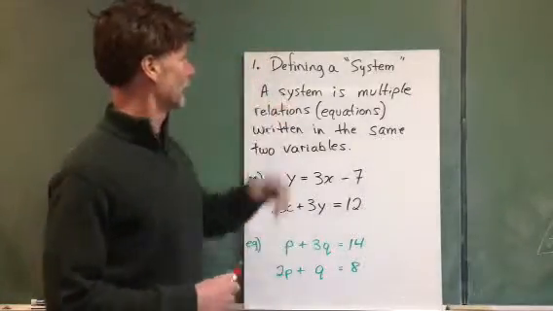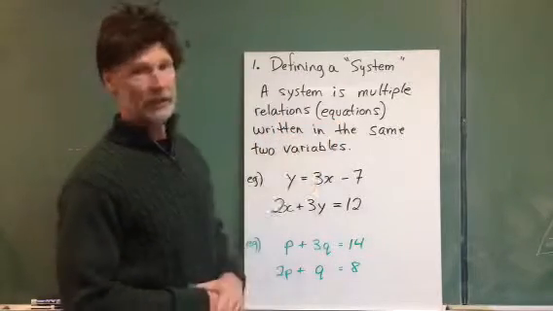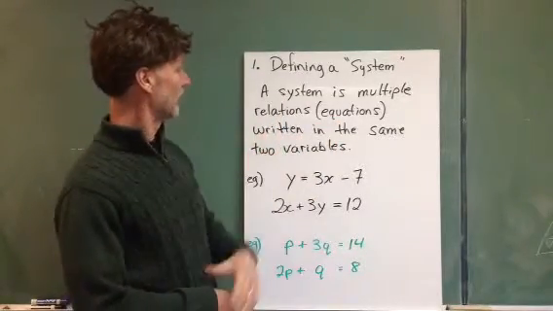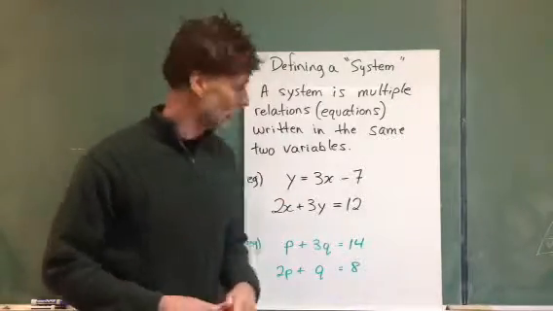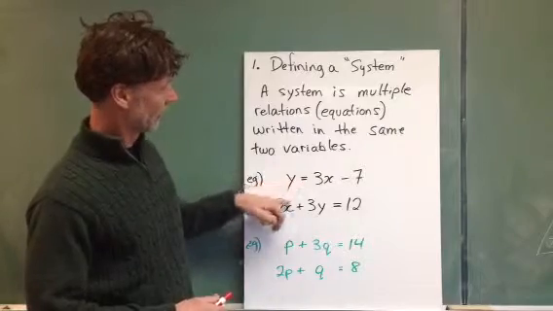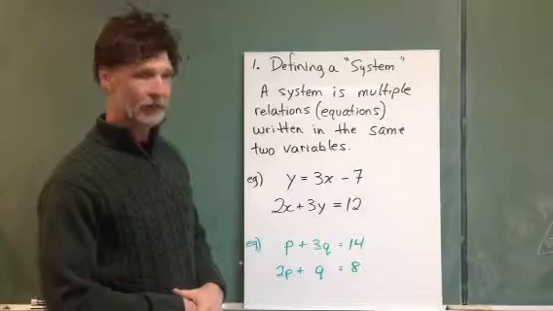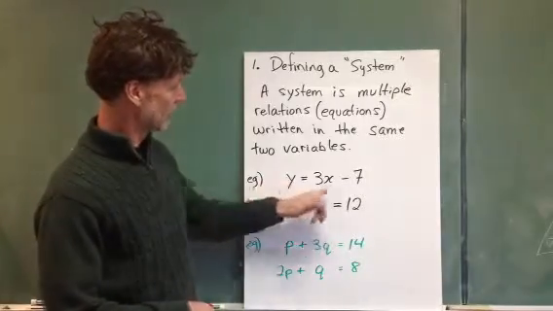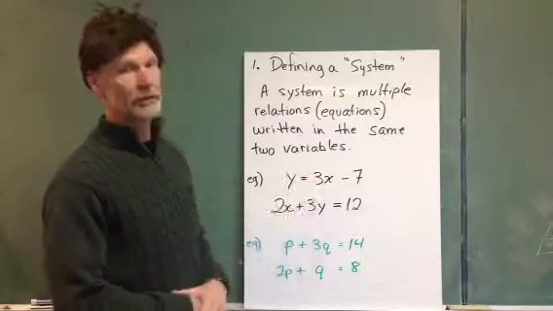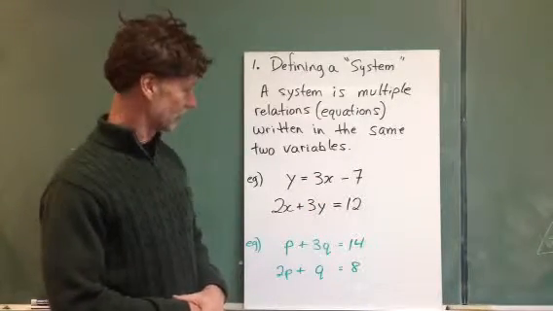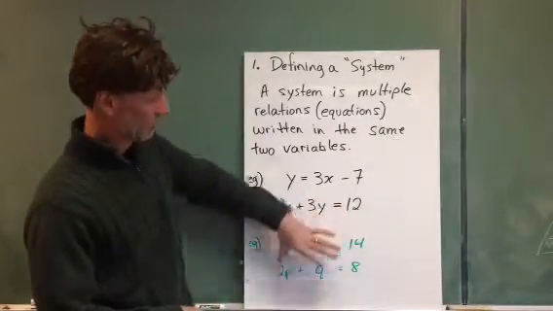First of all, defining a system. A system is multiple relations, usually in some sort of equation form, written in the same two variables. That's the key, it's got to be the same two variables, otherwise it's not a system, we can't solve it. So for example, here are two relations. One happens to be in slope y-intercept form and the other one's in standard form. But as you can see, they have the same variables. So therefore it's a system. It is possible to have more than two, but usually we're talking about two different relations. Here's another example of a system. They have the same variables, p and q.